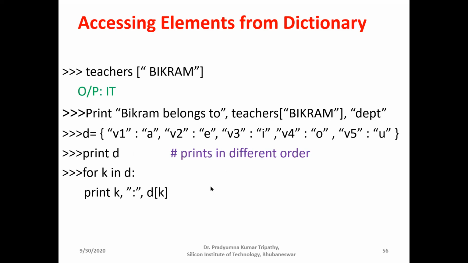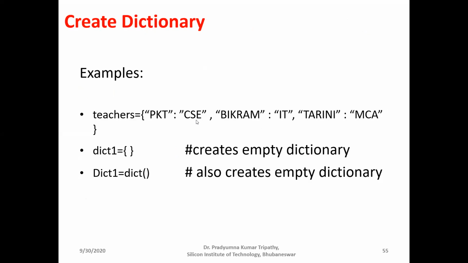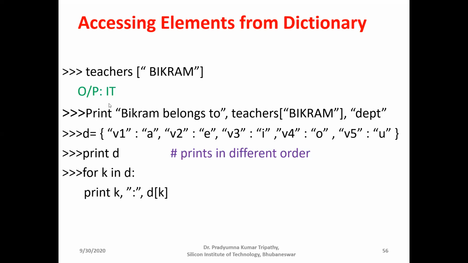how to access elements from the dictionary? Try to understand. CSE can be accessed through PKT. IT can be accessed through Bikram. If I write teachers of Bikram, it will return IT. If I write teachers of Tarini, it will return MCA. If I write teachers of PKT, it will return CSE. Just look over here. Teachers of Bikram I have written, so it returns IT.